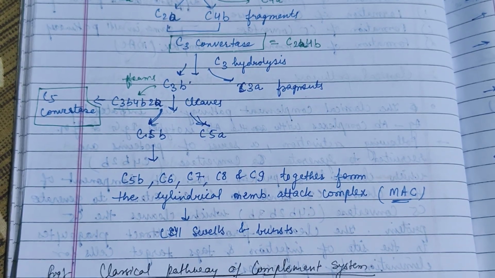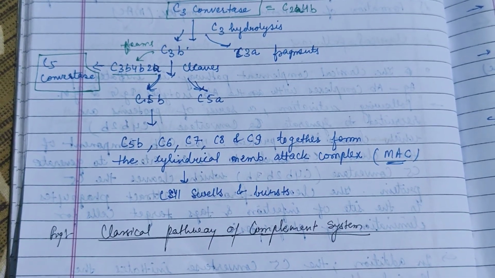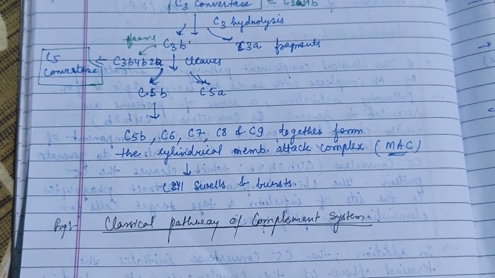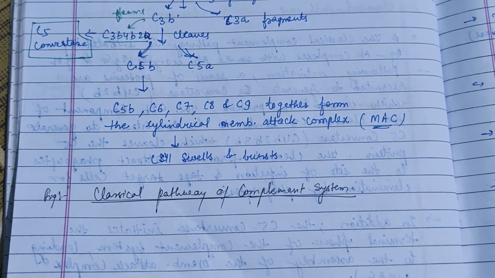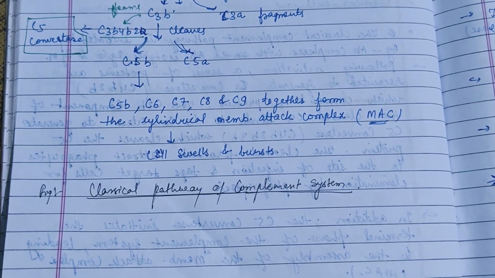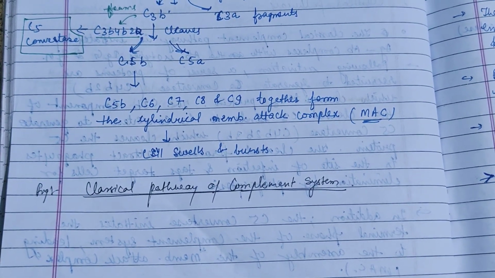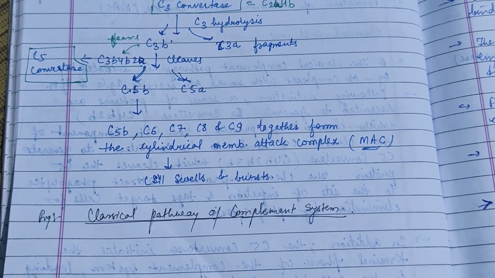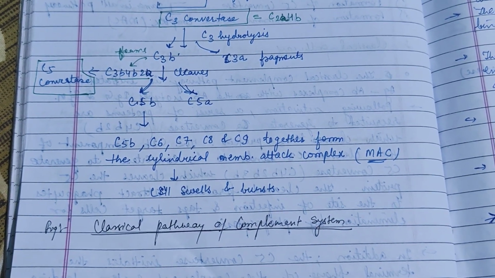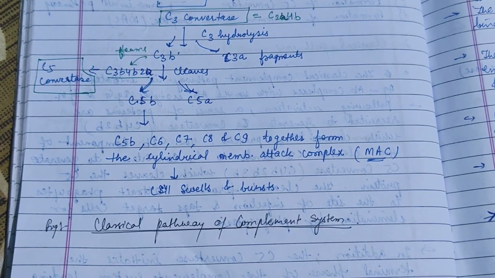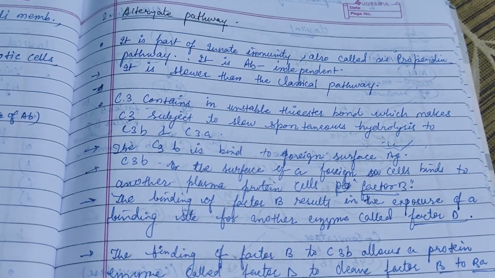And then with the help of C3 hydrolysis, the C3b and C3a fragments are formed, and the C3b cleaves C5 into C5b and C5a. Then C5b, C6, C7, C8 and C9 together form the cylindrical membrane attack complex, that is MAC, which swells and bursts the cell. So this is the classical pathway of the complement system. Here the C5 convertase is the C4b2a3b complex.